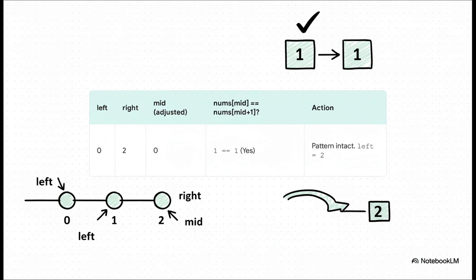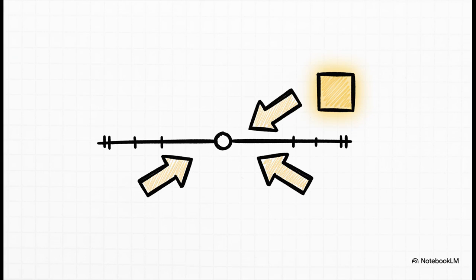So what does that tell us? It tells us the problem isn't here. It must be to the right of this pair. So we move our left pointer up to 2. And we're done. Just like that, our left and right pointers are both pointing at the same spot, index 2. The loop terminates, we have our answer.